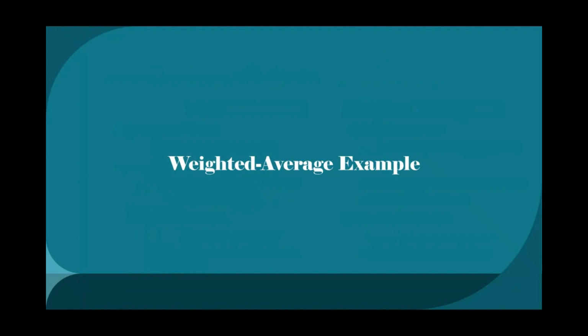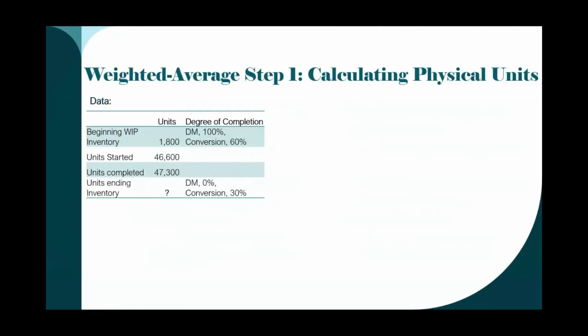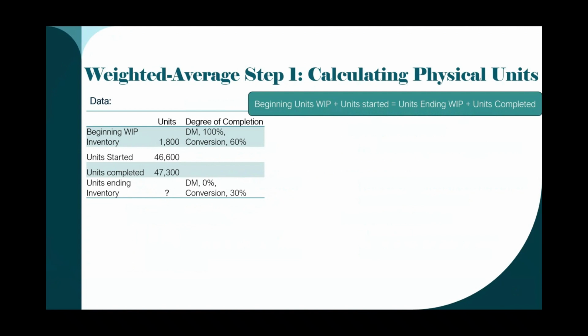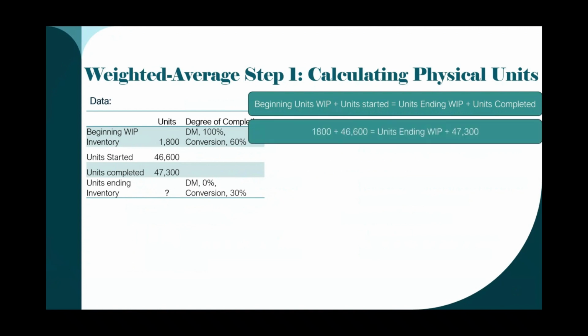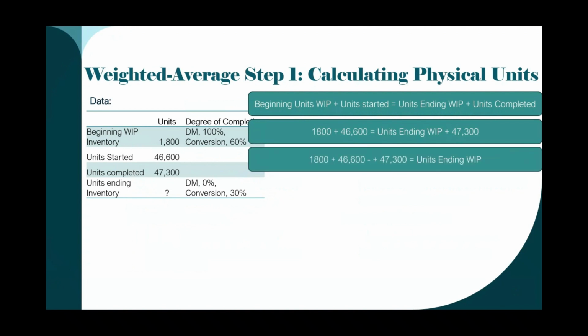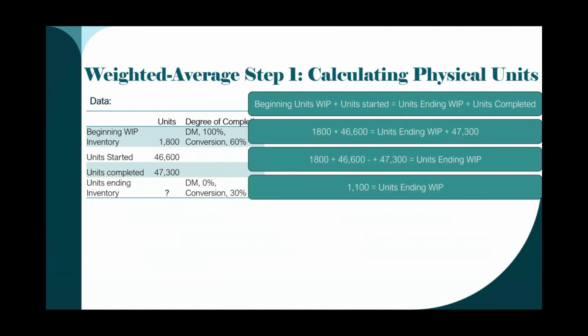So let's look at our weighted average unit example. Here we have some data on some physical units, and we have a formula that tells us that beginning units in work in process plus units started equals our ending work in process plus units completed. What this formula is basically showing us is that when we consider all of the units that were worked on during the period, those units are either completed or not completed, meaning they're in our ending work in process. So we can take this formula and plug in the amounts given from the table, and then solve the formula to determine that our units ending work in process is 1,100.